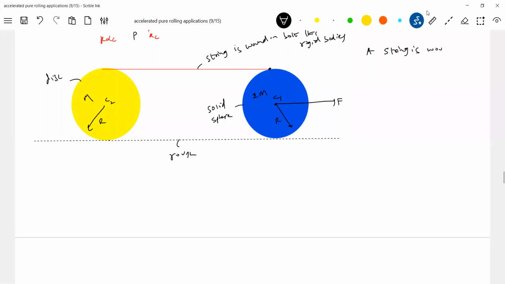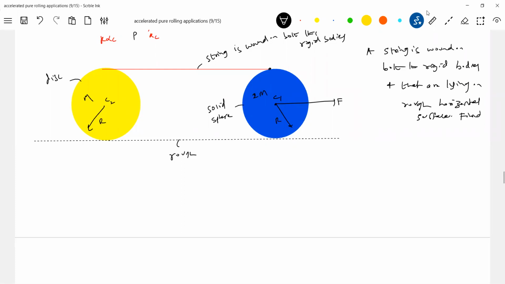Okay, work it out. A string is wound on both the rigid bodies and they are kept lying on a rough horizontal surface. Find the acceleration of the rigid bodies.